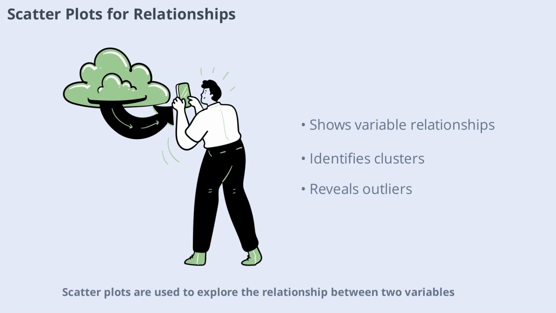Scatter plots are used to explore the relationship between two variables. Each point on the graph represents an observation, with its position determined by the values of both variables. Scatter plots are especially useful for identifying correlations, clusters, and outliers. For example, you might use a scatter plot to see if there's a connection between study time and test scores. Patterns in the points can reveal important insights about your data.